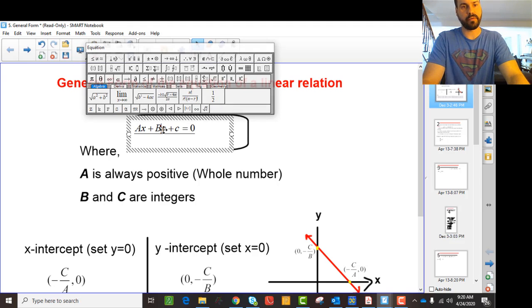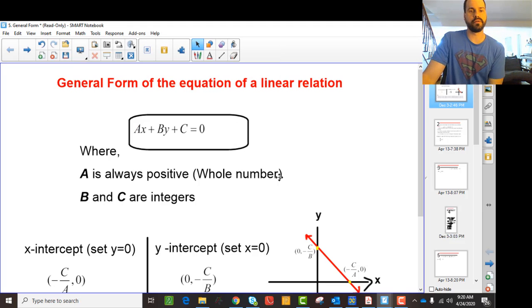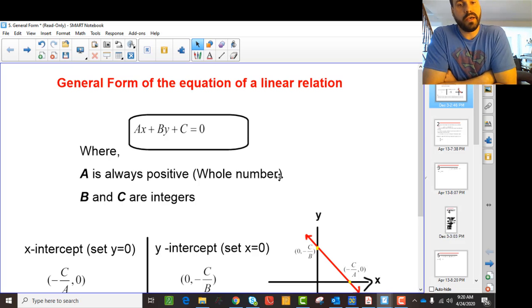I want to change these to capital B and capital C, so they match what we're talking about. But this is general form: Ax + By + C = 0. So A is always positive, B and C are always integers.